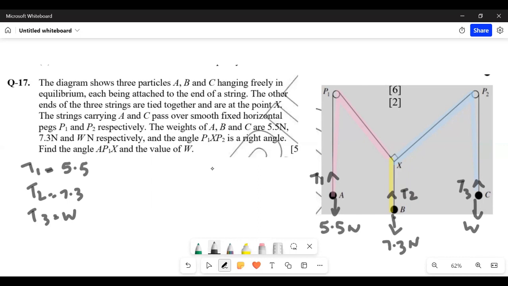What else? Acha, what we have to find? The angle P1, X and P2 is a right angle, as we can see in the figure. Find the angle AP1 and X. Okay, so we have to find this angle. This angle, let's call it angle X. The angle find करना. Okay, so let's see. Let's apply Lemmy's theorem on point X.